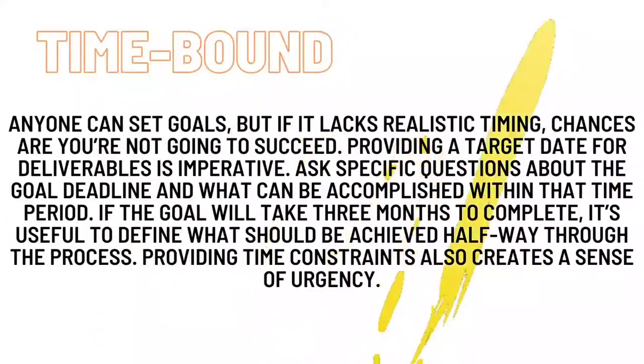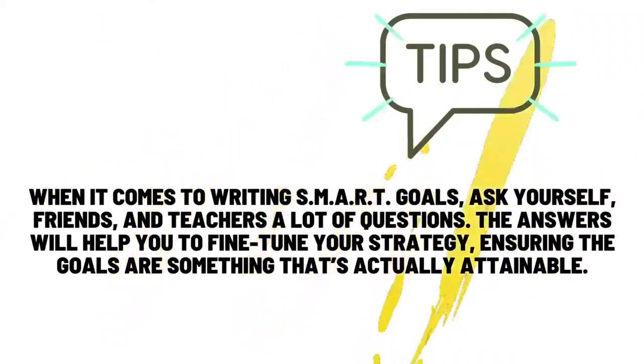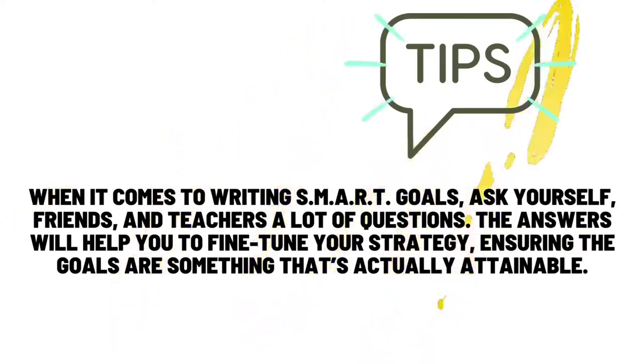If the goal will take 3 months to complete, it is useful to define what should be achieved halfway through the process. Providing time constraints also creates a sense of urgency. Here are some tips. When it comes to writing SMART goals, ask yourself, friends and teachers a lot of questions. The answers will help you to fine-tune your strategy, ensuring the goals are something that is actually attainable. End of part 1.